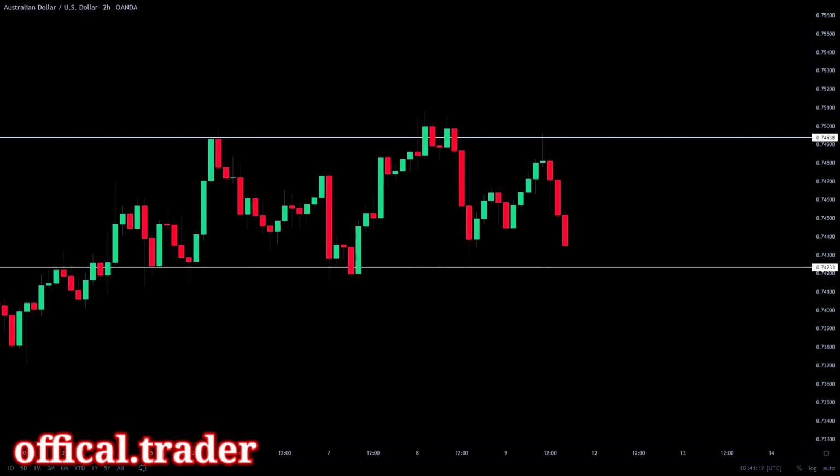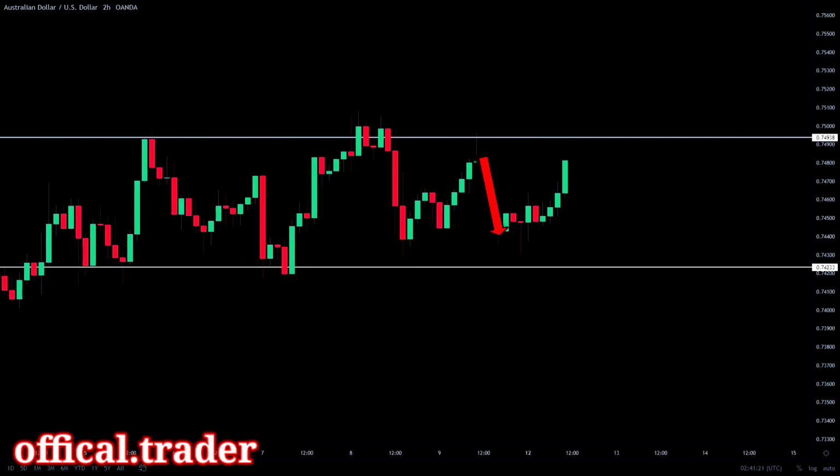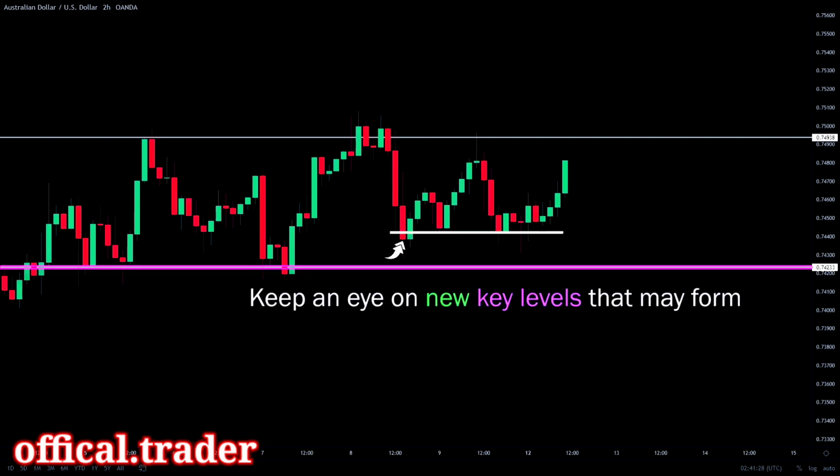And after that, price went down the second time and reverses upwards. However, if you look closely, you can actually see that the price is reacting to this new key level instead of the old one. This is exactly why you should always keep an eye on new key levels that may form, because price doesn't have to react to just one key level exclusively. It can always react to new ones that form along the way.